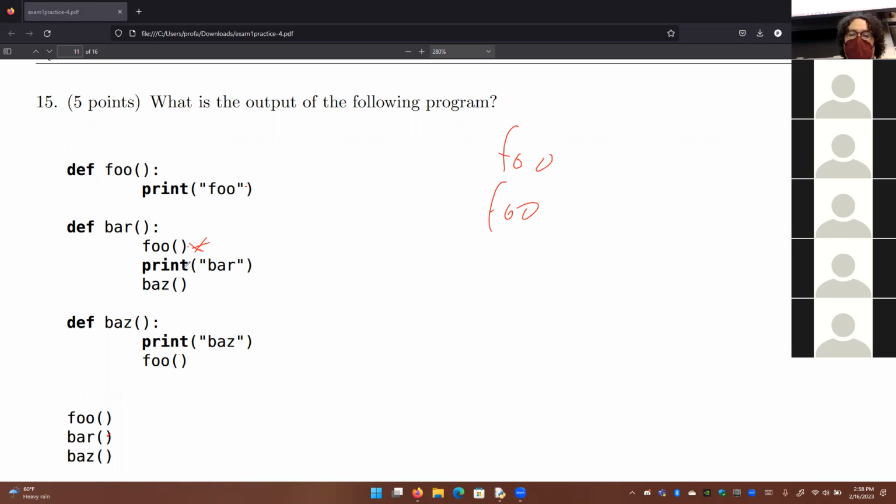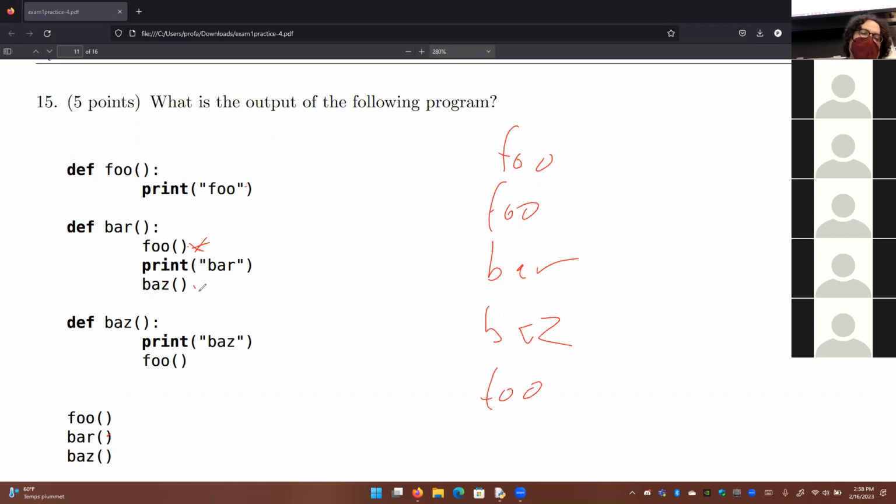The second line of bar says print bar, so we do so. Then the third line of bar says call Baz. Baz says print Baz. Okay. And then call foo, and foo, as we know, is just short for print foo. So we're done with bar finally.